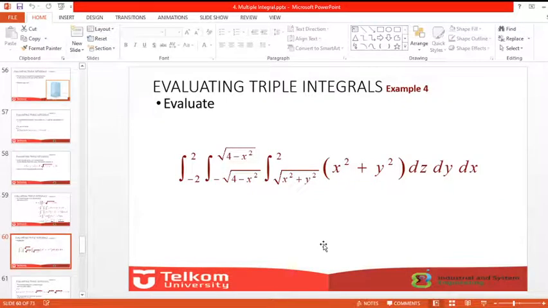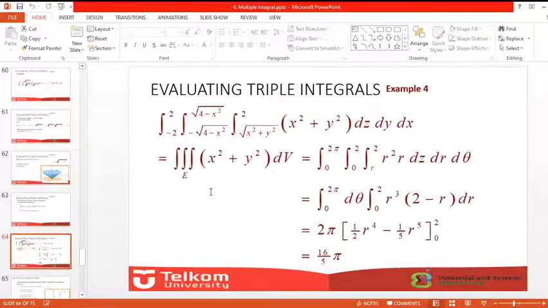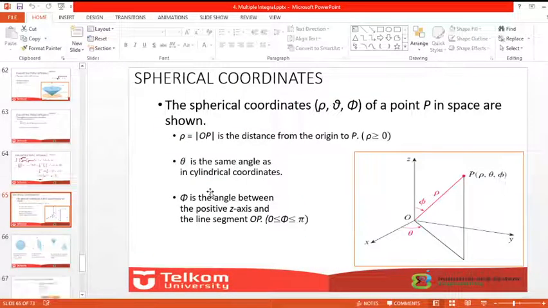Next, how about this one? We can change this one to cylindrical coordinates. So x square and y square will be changed to r square. The dz, dy, dx would be changed to r dz dr dθ. This r should be changed to 0 until 2, and θ to 0 until 2π. Next, we can define this result.